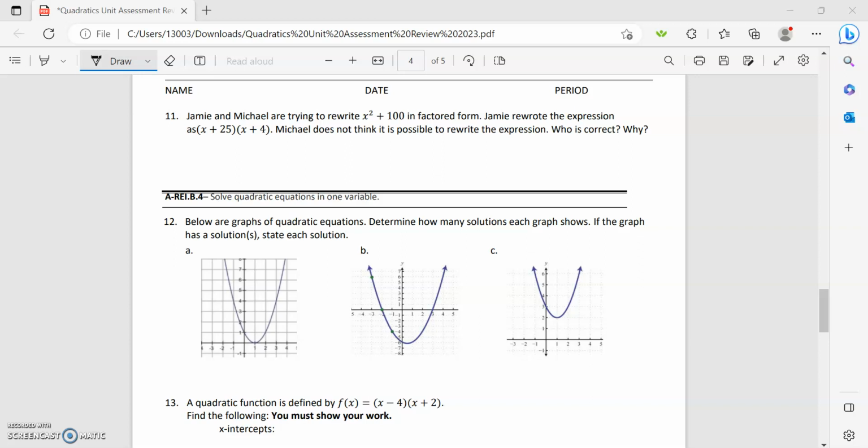All right, on to the next video here. Number 11 on that review says Jamie and Michael are rewriting this expression, x squared plus 100, in a factored form.